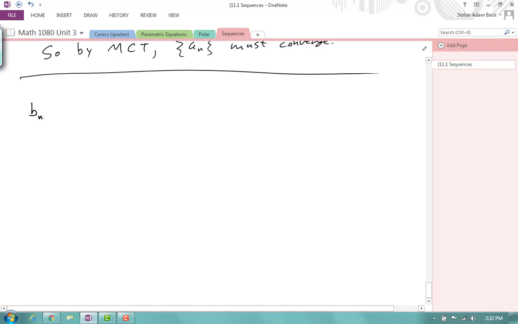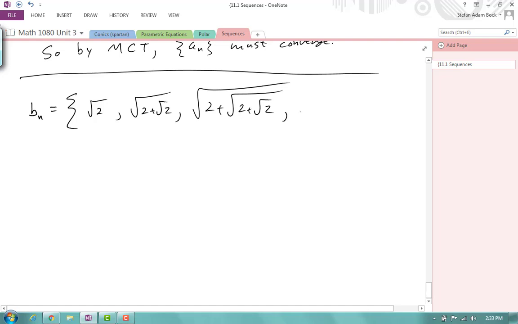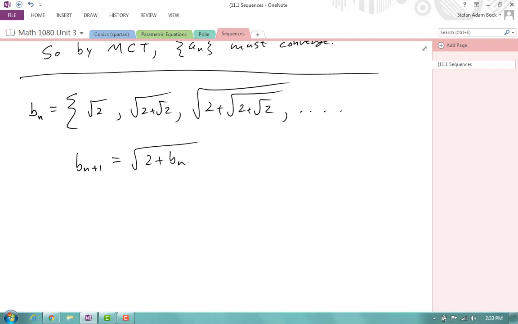Let's suppose that b sub n is equal to root 2, root 2 plus root 2, root 2 plus root 2 plus root 2, etc. So b sub n plus 1 would be equal to, if I'm reading this right, the square root of 2 plus b sub n. This is another of those recursive sequences. I don't think this is one of the ones in the book, but it does have some similar ones.